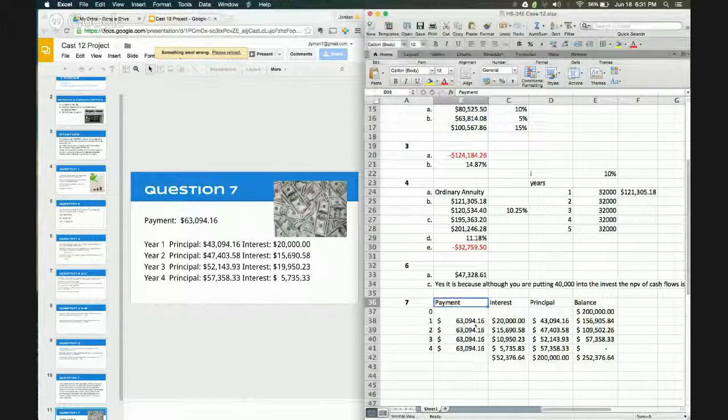$63,094.16. So if we come over here to Excel, we just made a short little amortization table. So your zero, or the first year balance of the loan is $200,000. So then we just figured out the payment of that over the 4 years. We use the payment function, so at 10% interest for 4 years of $200,000. And then we just break it up. You times the payment.